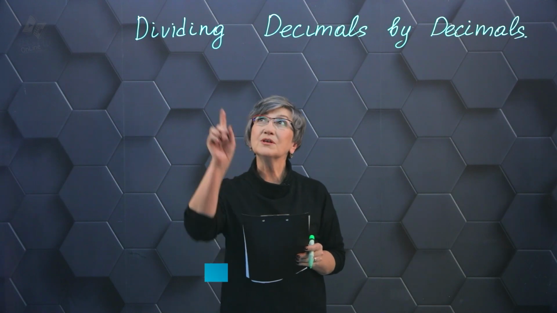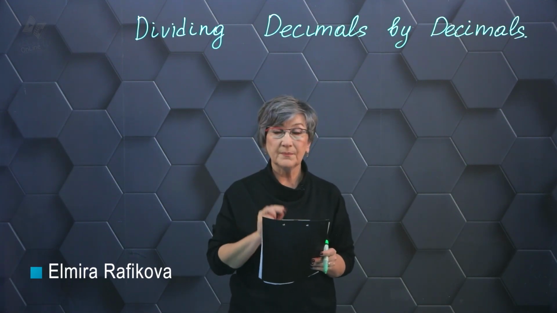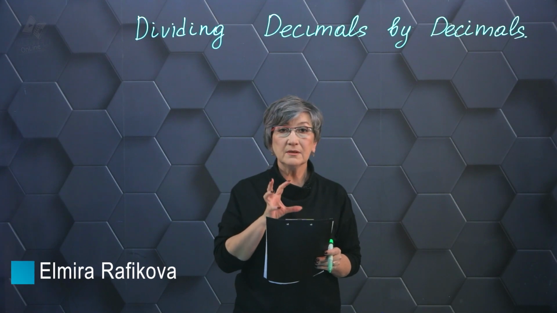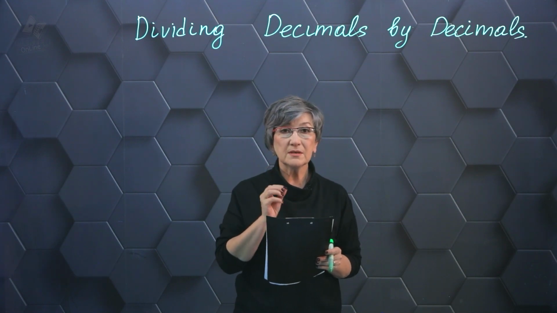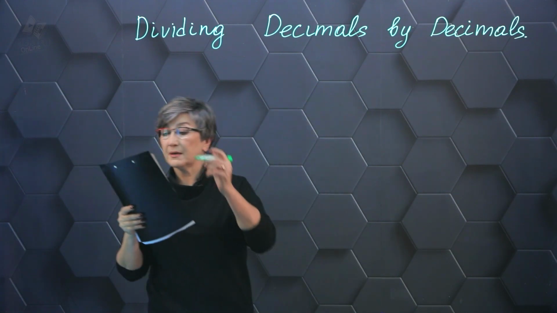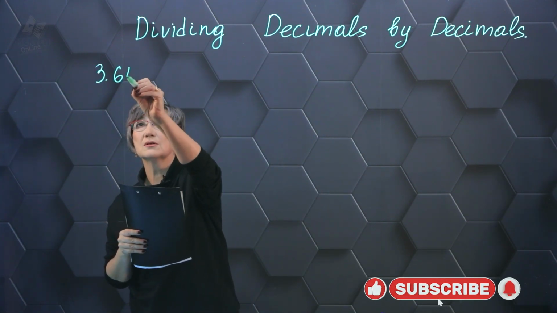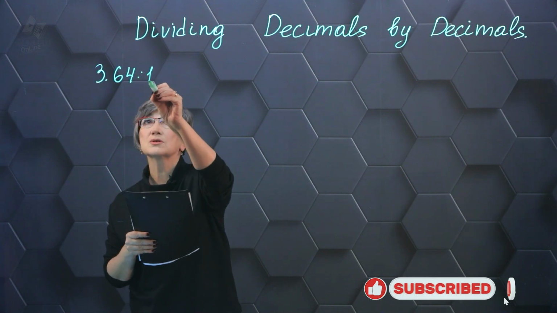Hello! In today's lesson we're going to learn how to divide decimals by decimals. But in order to do that, we're going to use one very important rule. But first let's write down an example. So we're going to divide 3.64 hundredths by 1.4 tenths.